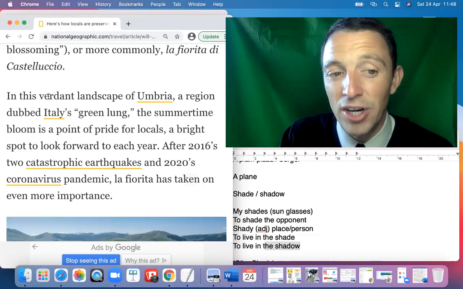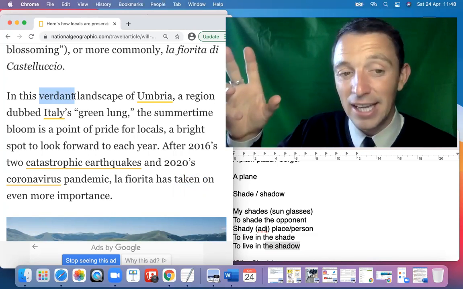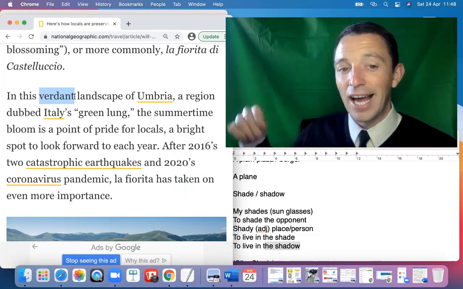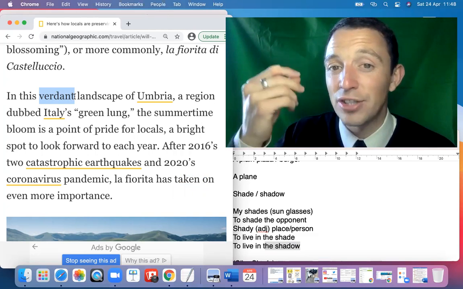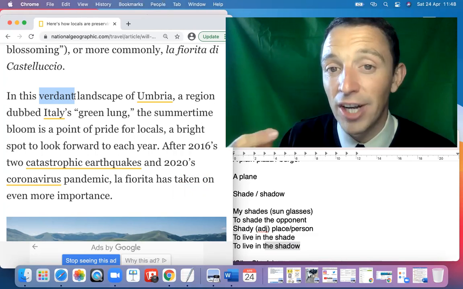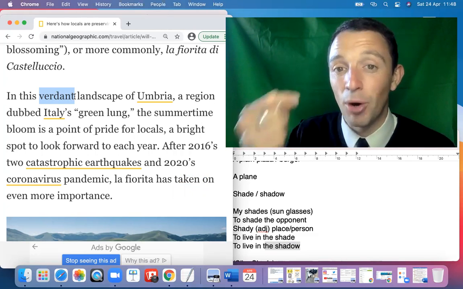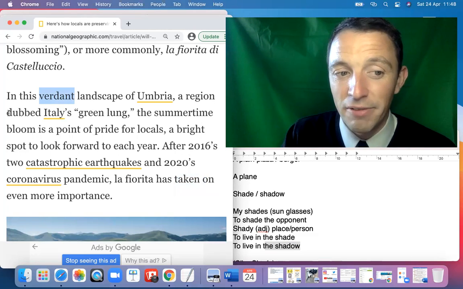The first one is verdant. It's not very typical. I think it's very advanced and very sophisticated. And basically, I think it's connected to green. So this color is green. Because the landscape has a lot of trees, a lot of color, and the color is green, I think the word verdant is connected to this because in Spanish it's verde, and maybe in Portuguese it's the same. It's the color green.